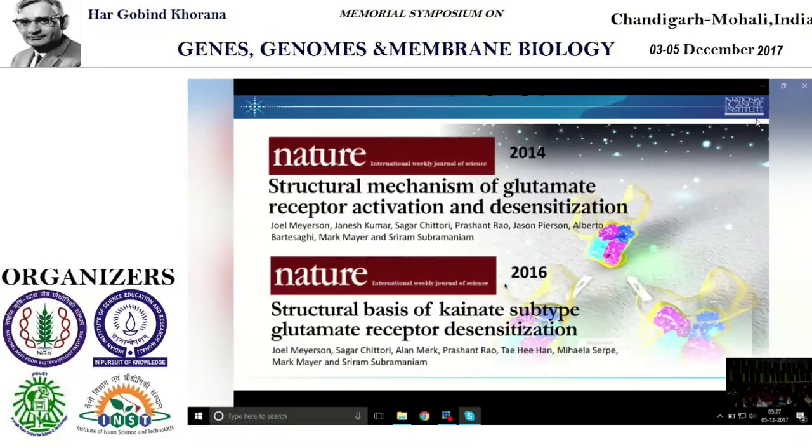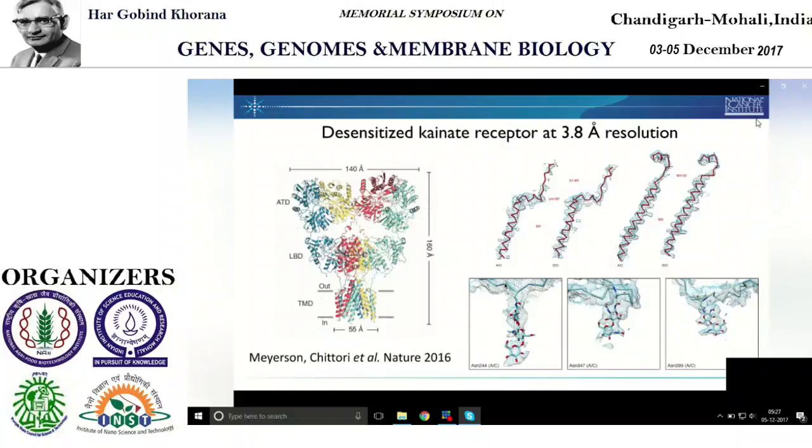And in a series of papers that we published along with Mark Mayer, first in 2014, and then second in 2016, we demonstrated that using cryo-EM methods, we could determine the nature of structural changes that resulted from glutamate binding to activate the receptor. But even more interestingly, we also demonstrated the changes that took place with desensitization of the receptor. These two processes of activation and desensitization happen in milliseconds. And understanding their structural features is, of course, critical to drug discovery.